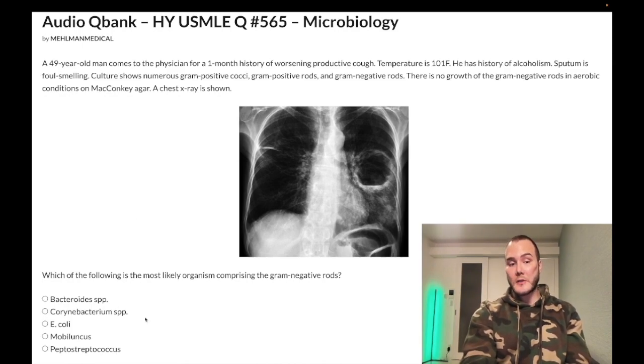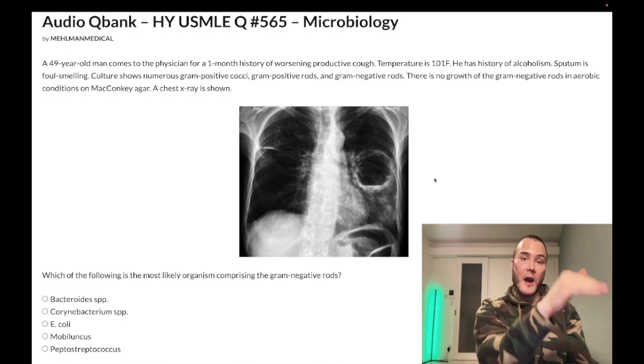Corynebacterium is wrong because although that's normal flora of the GI tract as well, this is gram-positive rods, okay? So you also need, and I'll end on this, you need to know pulmonary abscesses are treated with clindamycin. Clindamycin treats anaerobes above the diaphragm, metronidazole anaerobes below the diaphragm.